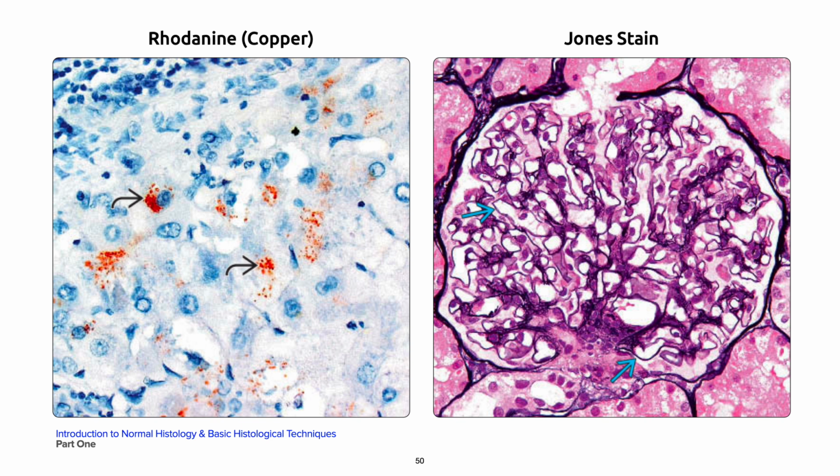On your left, the rhodanine stain, often referred to as the copper stain, highlights cytoplasmic accumulation of copper. This pigment appears a distinctive rust brown in color in curved black arrow. On your right is the Jones methenamine silver stain, which highlights the basement membrane of the glomerulus. In this tissue, the basement membrane stains black in blue arrow.